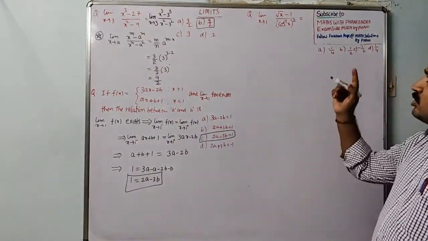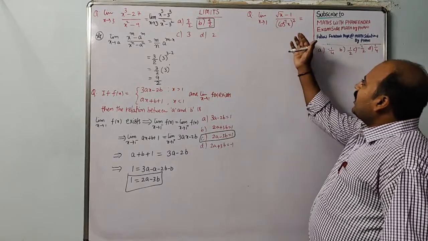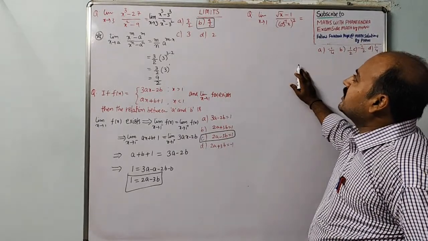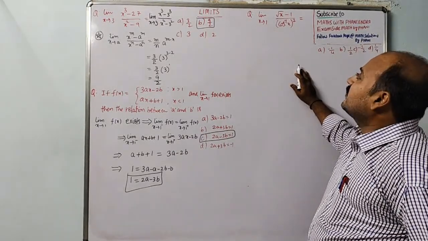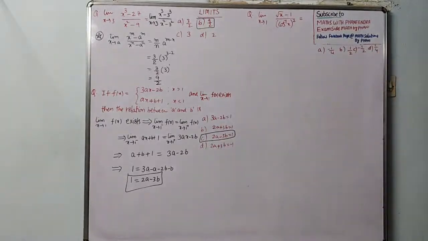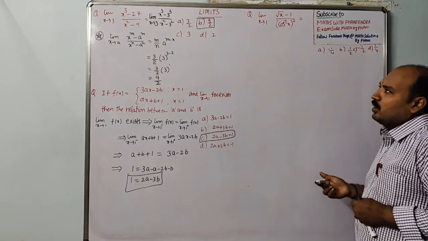So x is equal to 1 if you substitute, what happens here? X is equal to 1 means 1 minus 1, 0. Cos inverse 1 will become 0. 0 square. 0 by 0 means you will get indeterminate form. So whenever it is indeterminate form, we will do that L'Hospital rule.